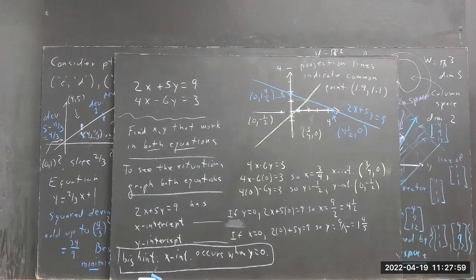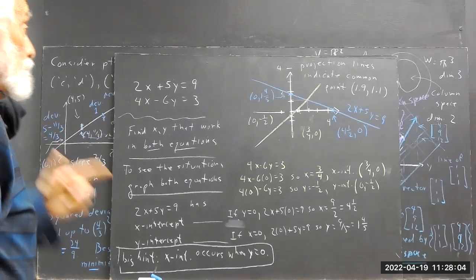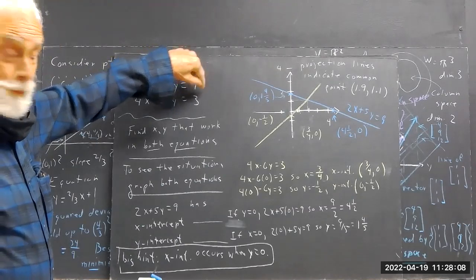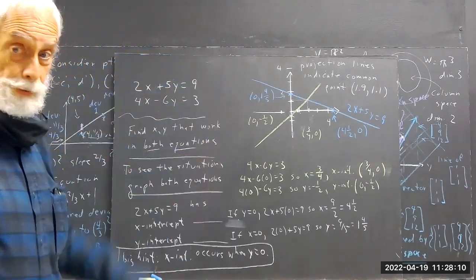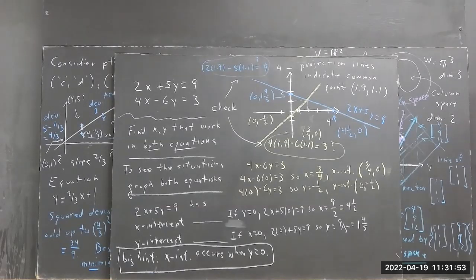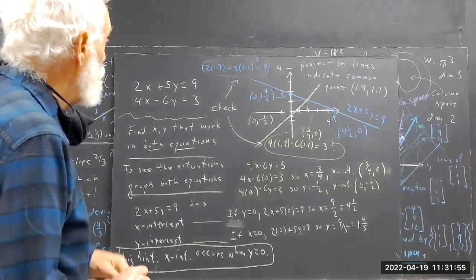Plug the coordinates 1.9, 1.1 into the first equation and see what you get. Plug into the second equation and see what you get. If you want to use your calculator to do the multiplication, that's perfectly valid. Okay, so people are doing fine here.